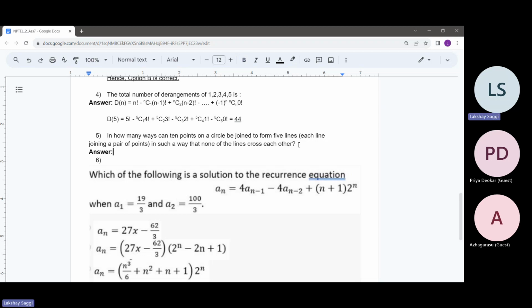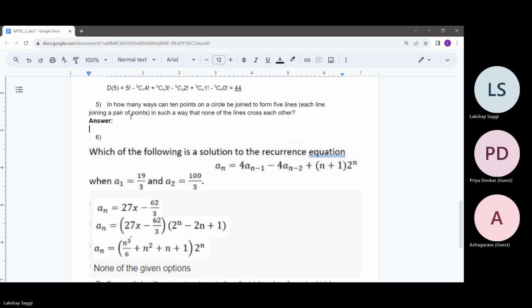So if this is clear, then maybe we can move on to the fifth question. So for the fifth question, how should I explain it? I believe for this question, I hope you guys have seen a bit of the lecture, so you know what a Catalan number is. So for this question, the concept of Catalan numbers will be used.